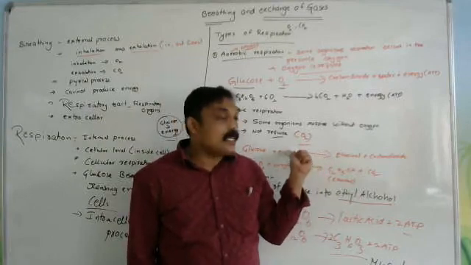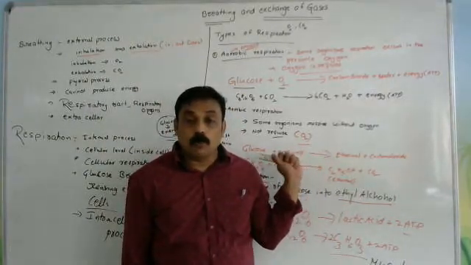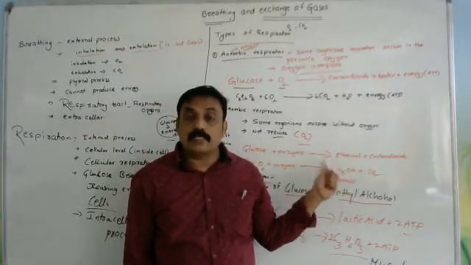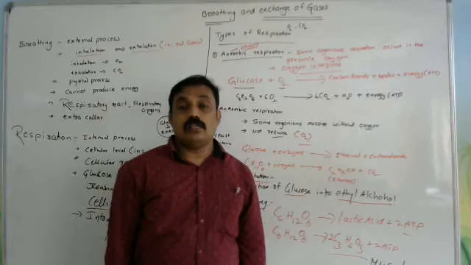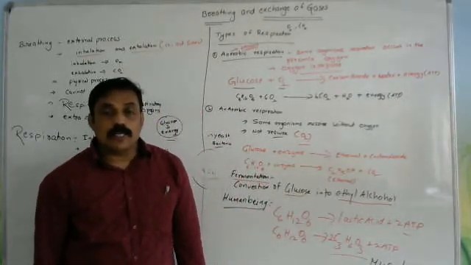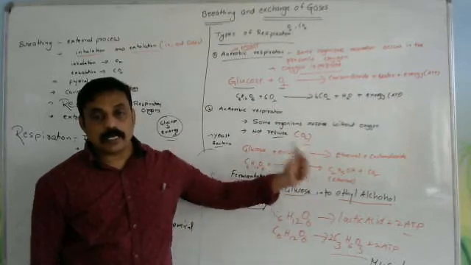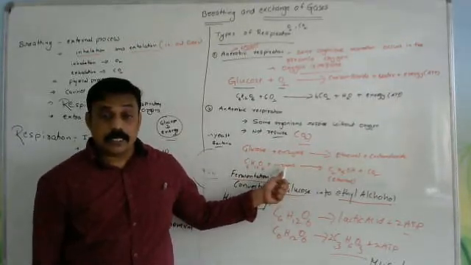And in anaerobic respiration, what happens? Without oxygen, the glucose molecule is broken down, releasing ethanol or ethyl alcohol. This occurs mostly in microorganisms and anaerobic organisms like yeast. That we call fermentation.